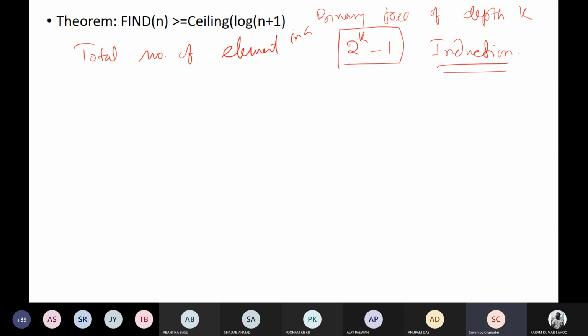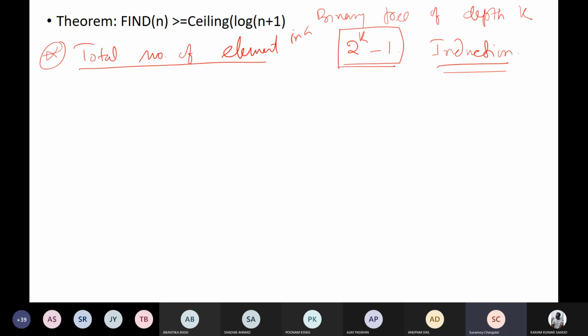So if you have not studied it, then in the next class or before the next class, you should write in the WhatsApp group. I will discuss it in the next class. Okay. But for this class, you think that the total number of elements in a binary tree of depth k is 2 to the power k minus 1.